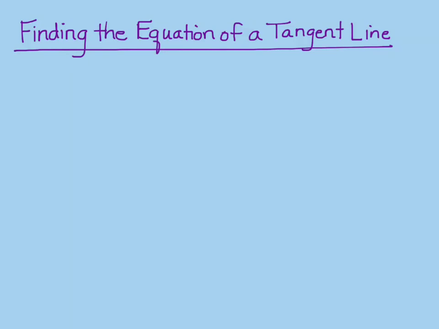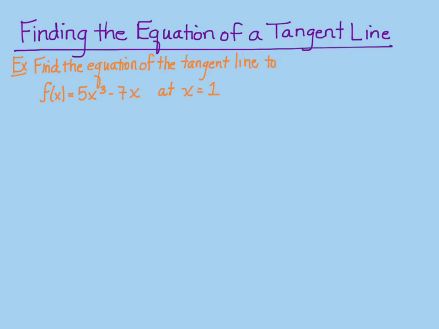The following video is on finding the equation of a tangent line. Let's look at an example. Find the equation of the tangent line to f of x equals 5x cubed minus 7x at the value x equals 1. Our first step is to find the slope of the tangent line.